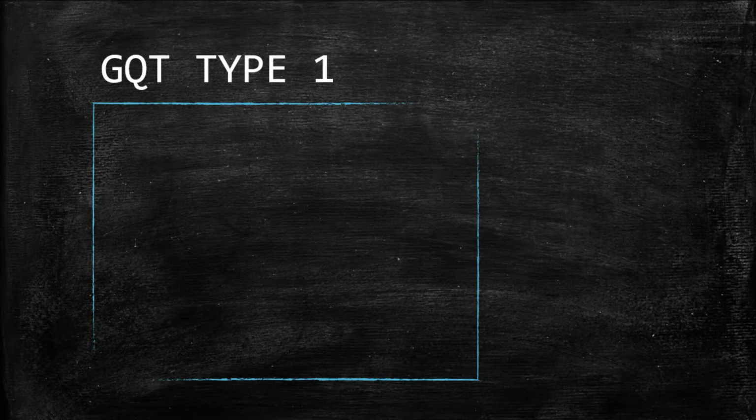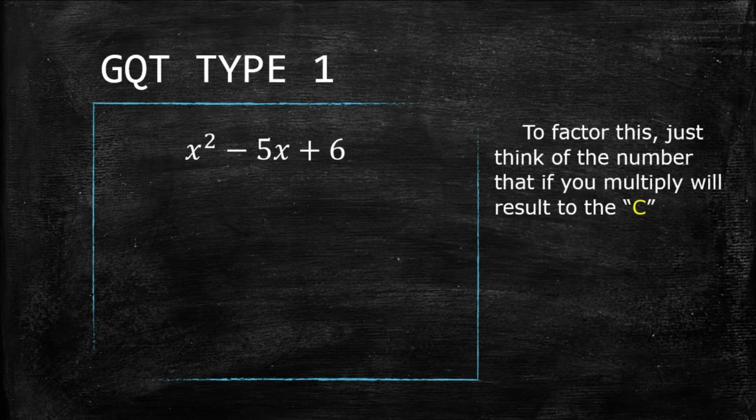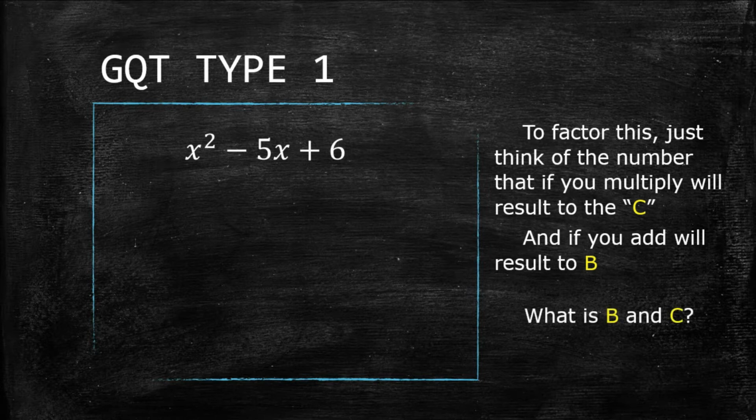So let's take GQT type 1 first. Let's factor x squared minus 5x plus 6. For this type, you just need to think of numbers that if you multiply will result in C, and if you add will become B. So what are B and C? B and C are the constants present in the trinomial. B is the constant of the second term, while C is the constant of the third term.